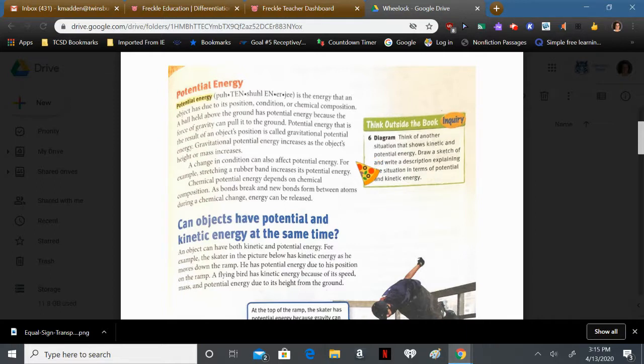A change in condition can also affect potential energy. For example, stretching a rubber band increases its potential energy. Chemical potential energy depends on chemical composition. As bonds break and new bonds form between atoms during a chemical change, energy can be released.